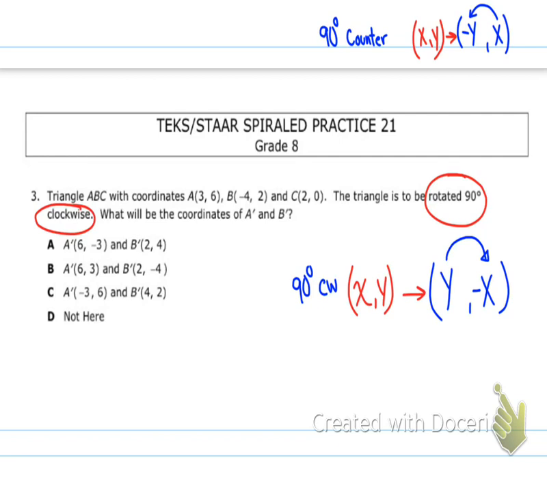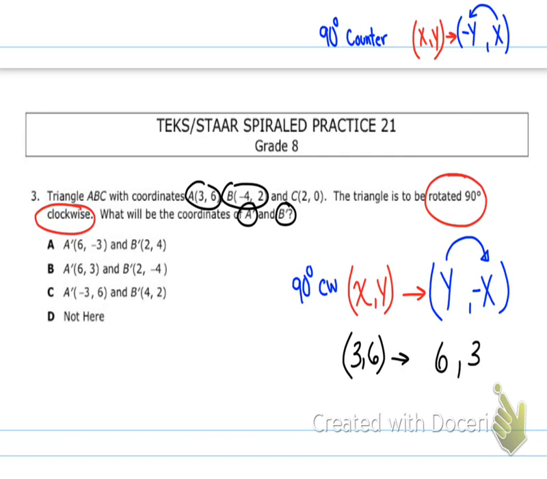So here's what the rule does. I'm going to focus only on A and B prime. So let's focus on A and B. I'm going to get A, which the original one is 3, 6. And what I'm going to do is, according to the rule, switch them. So I'm going to do 6, 3.